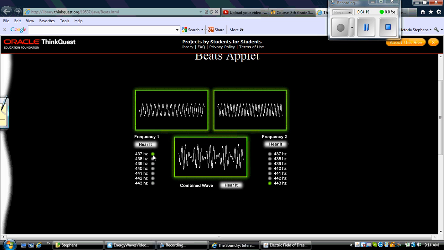Okay, now let's decrease the frequency. So now notice the wavelength increased, so we decreased our frequency, so we're going to have less energy. Now let's see what the pitch does.